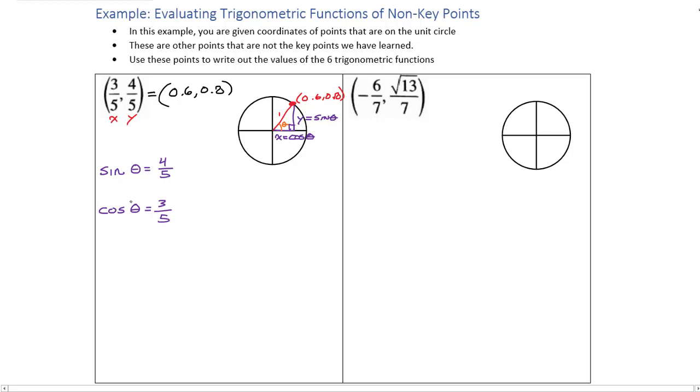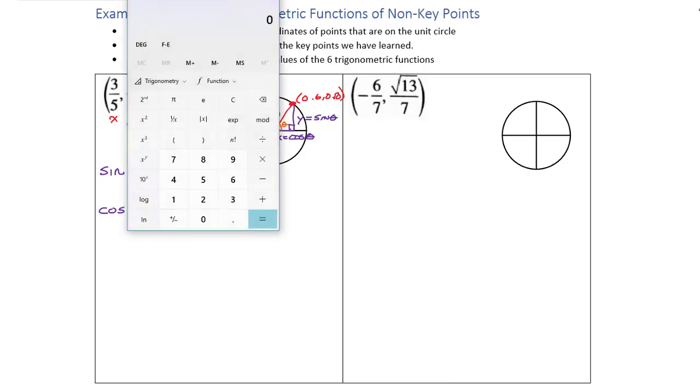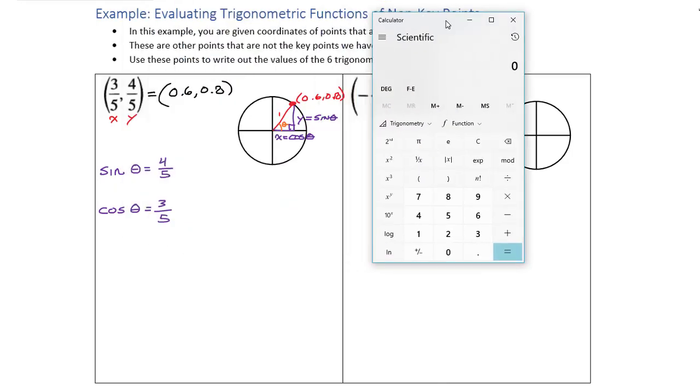Now, we could actually use this to figure out the angle. What if I want to know the angle that I've traveled, or the radians? This is a good time to pull out the calculator, because we are going to get into this pretty soon. So let's do sine of 4/5. What's 4 divided by 5? We already figured that out, which is 0.8. And let's use our trig buttons on our calculator.